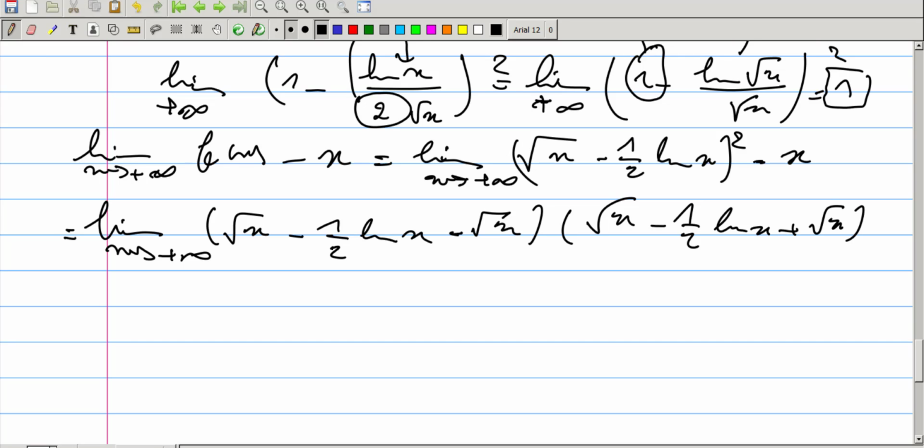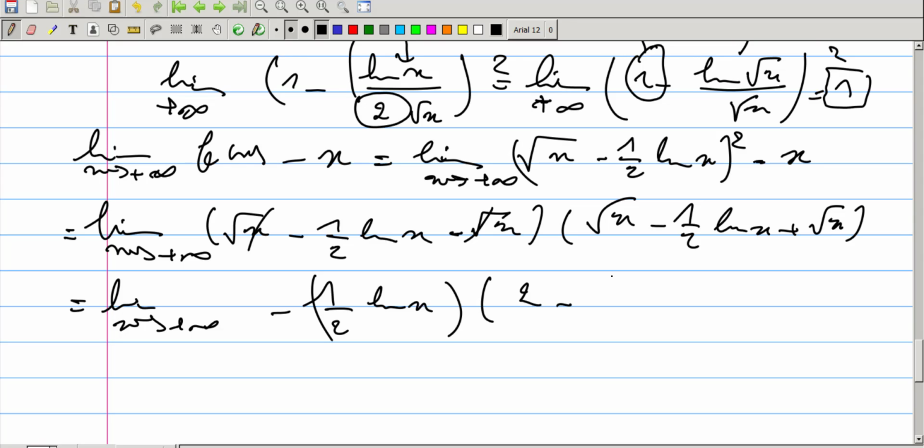Cool, yes. Now we will get rid of this square root, and then we will have the limit while x goes to plus infinity of minus 1 over 2 ln of x multiplied by 2 minus 2 square root of x minus 1 over 2 ln of x. Cool, this is so great. Now we have a good expression we can use, but it's still an indeterminate form. Here we have minus infinity plus infinity. It's an undefined form.